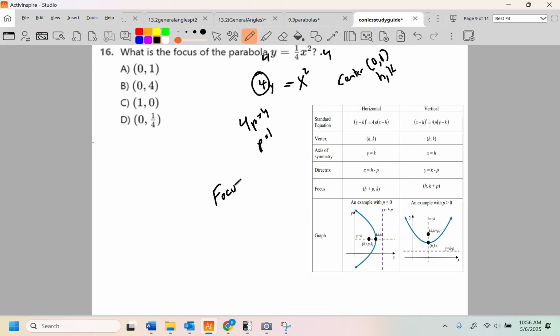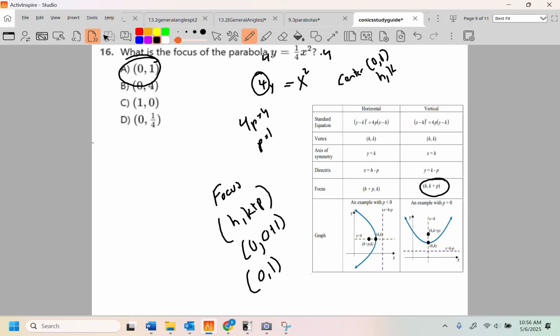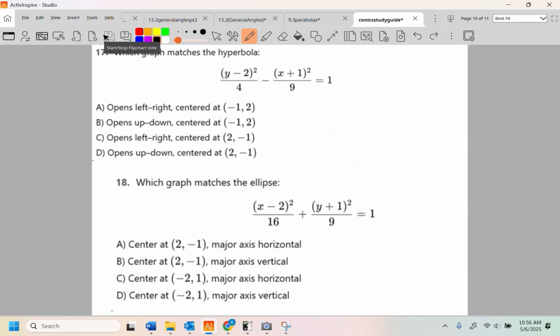The focus is right here. It's at h comma k plus p. So h was 0, k is 0, p is 1. So 0 comma 1.